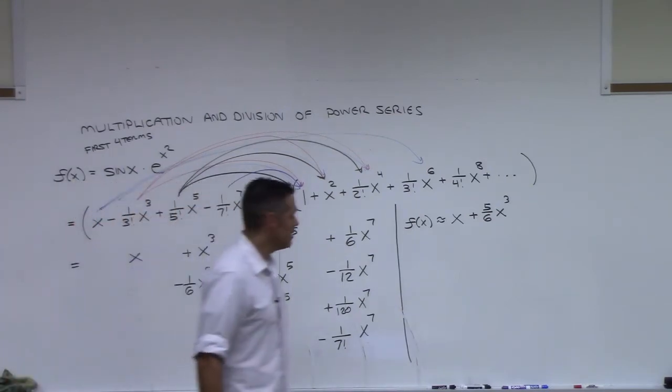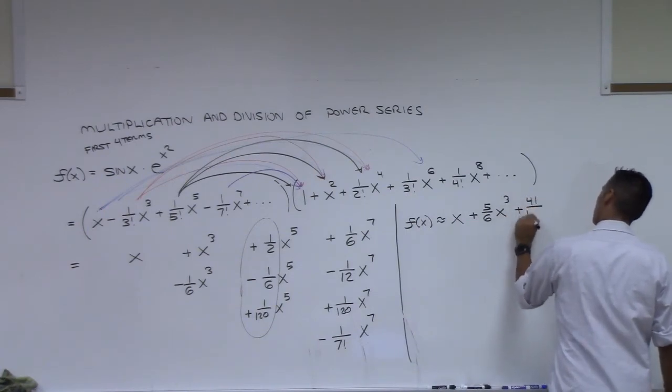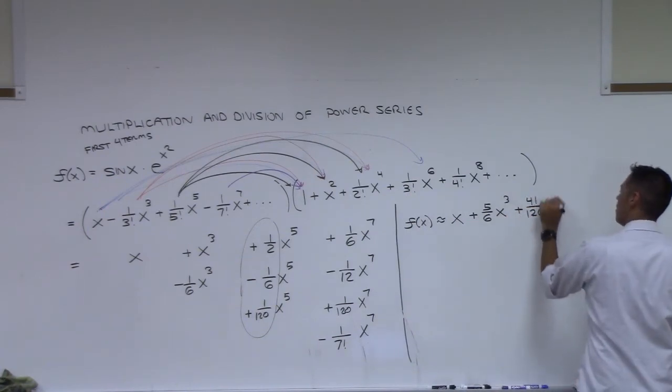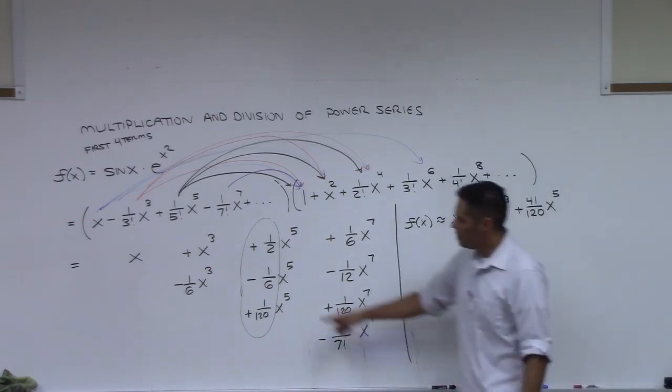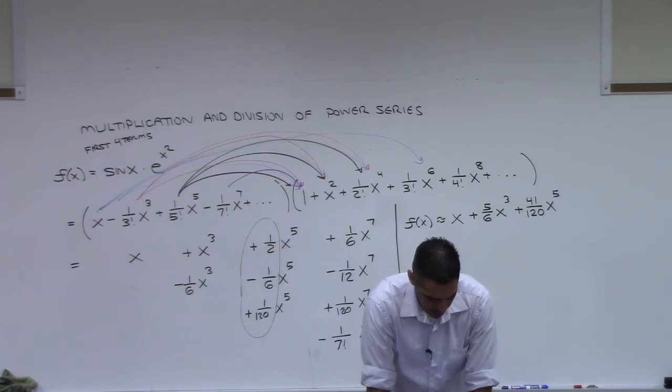What is it? 41 over 120 x to the 5th. So your common denominator is 120 here. I'm going to trust that answer.